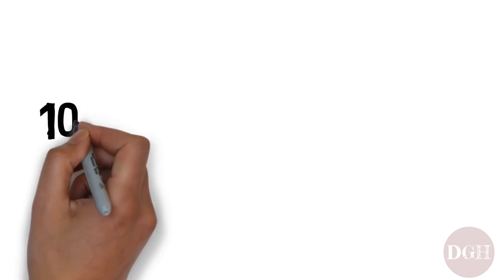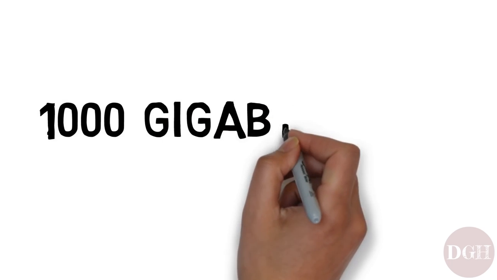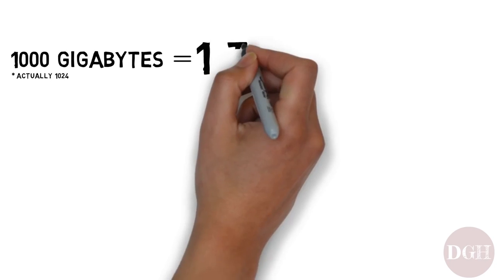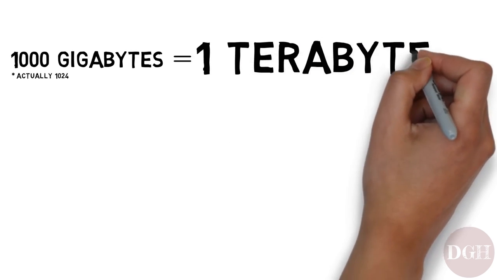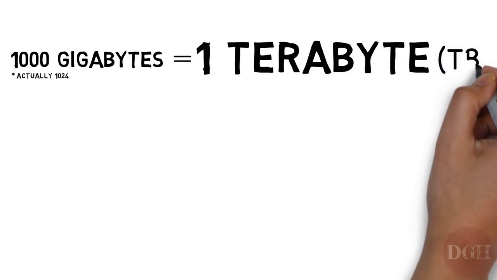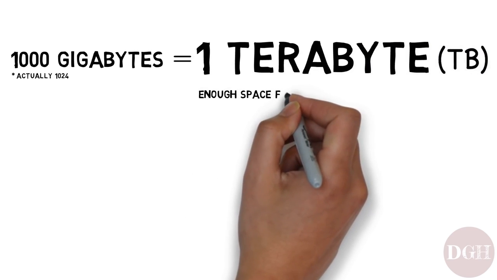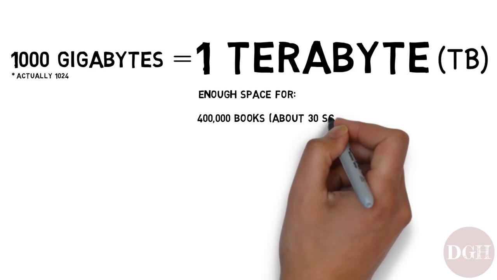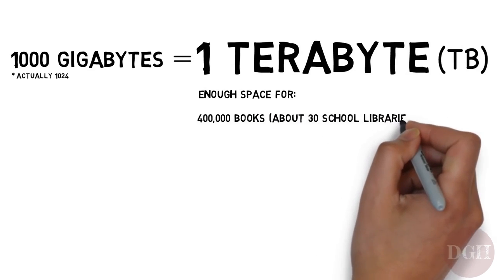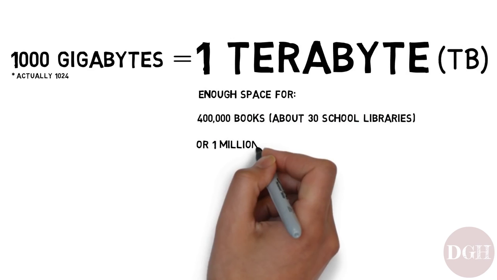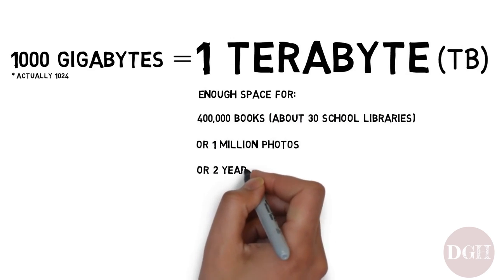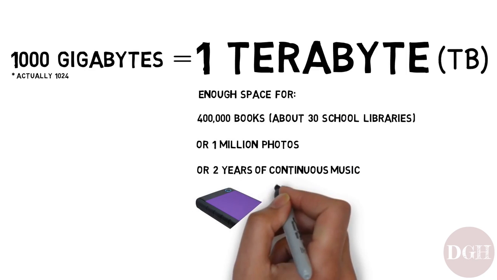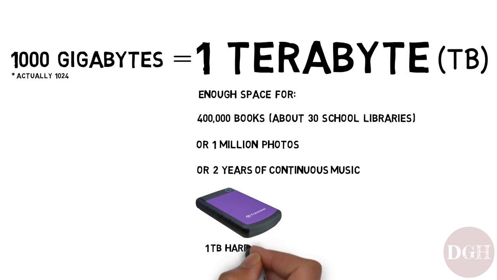Okay, so what's it called when you have 1,000 gigabytes? 1,000 gigabytes is called a terabyte and is often abbreviated as TB. It's enough space to hold about 400,000 large books. That's 30 school libraries, 1,000,000 pictures, or 2 years of continuous music. Today, you can buy a 1 terabyte hard drive for under $50.